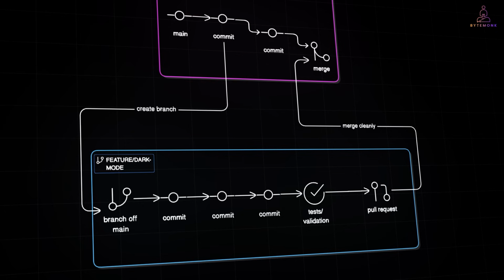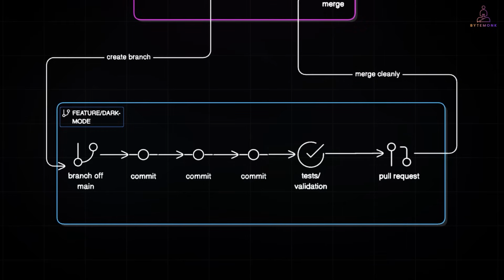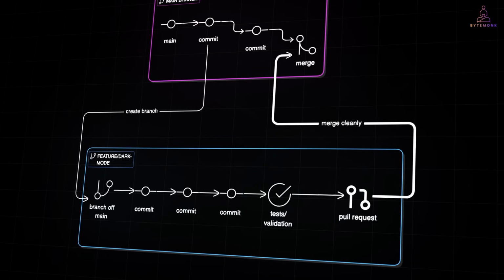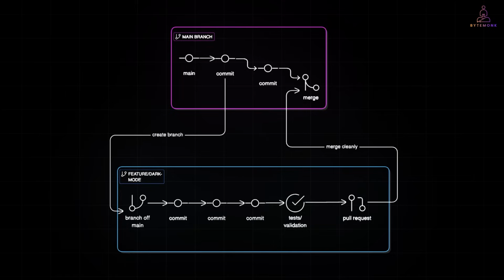This gives you a safe space to work, like a parallel timeline. You can experiment, commit, test, all without touching the main branch. Once the feature is ready, you open a pull request and merge it back into main. That's the core idea of feature branching. Isolate work until it's ready to go live. This is the foundation for most Git workflows, and it scales well from solo devs to big tech.